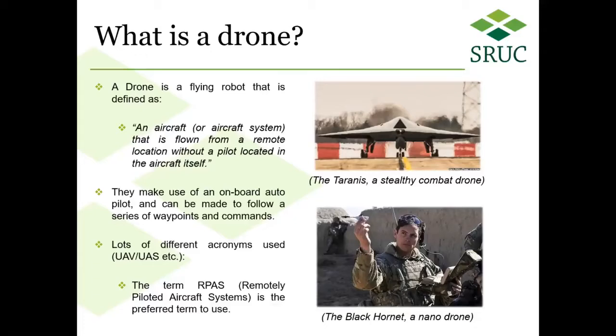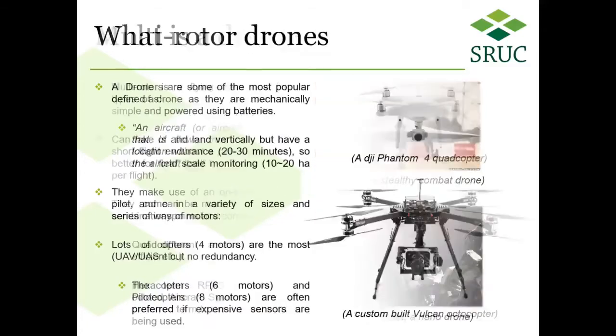Lots of different acronyms: UAV, unmanned aerial vehicle; UAS, unmanned aircraft system; RPAS is the current term that people like to use, just to try and get away from the drone connotation because of the military aspect that's usually behind that. Types of drones.